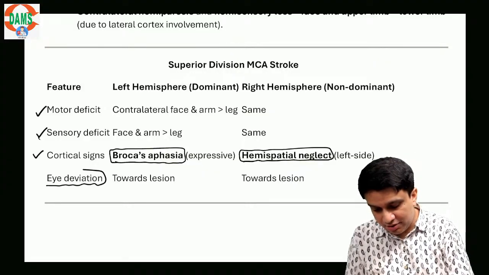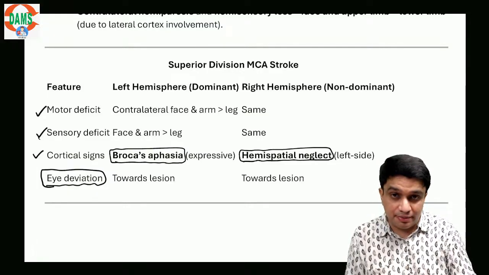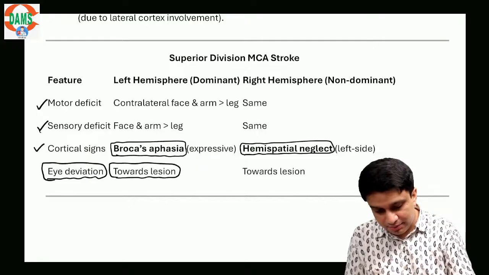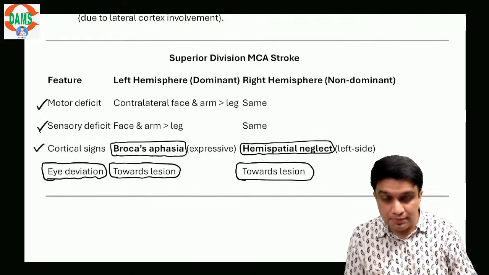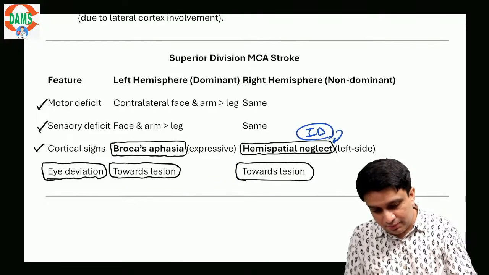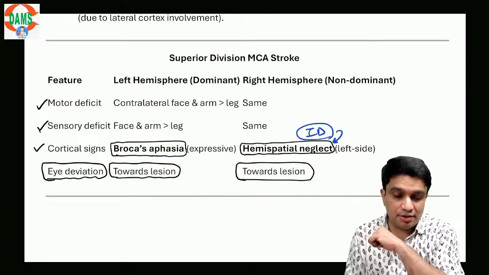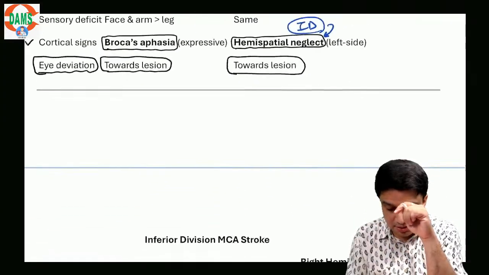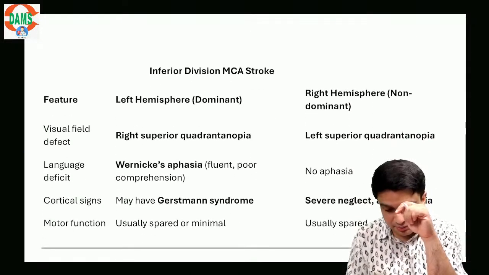Eye deviation. Now this is important. Eye deviation, always towards the lesion. And just make this correction. This is regarding the inferior division. Right-sided inferior division, hemispatial neglect will occur. So eye deviation, please remember, is always towards the lesion.